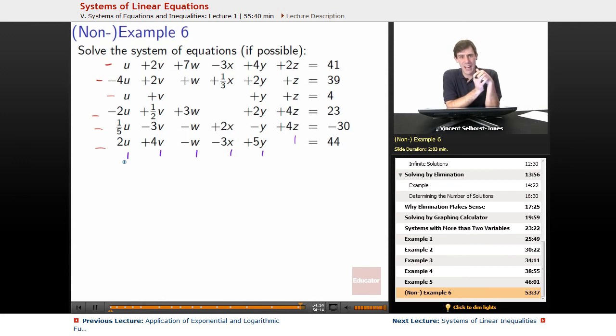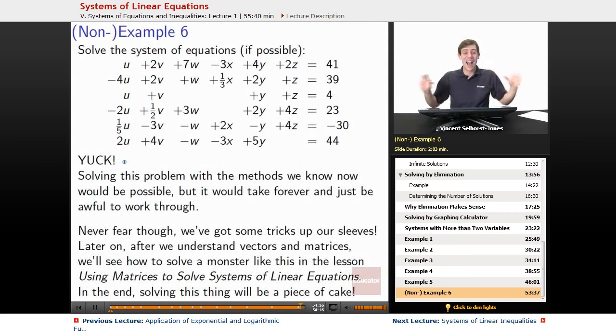This is horrifying. I don't want to do this. Right? Yuck. Solving this problem with the methods we know now would be possible. We could work through this with elimination. We could work through this with substitution, but it would take us forever. It would be awful. It would be this huge slog. It would just take us so much paper. We could get it done, but I don't want to. And it turns out there's some great ways to do this. We've got some tricks up our sleeves.